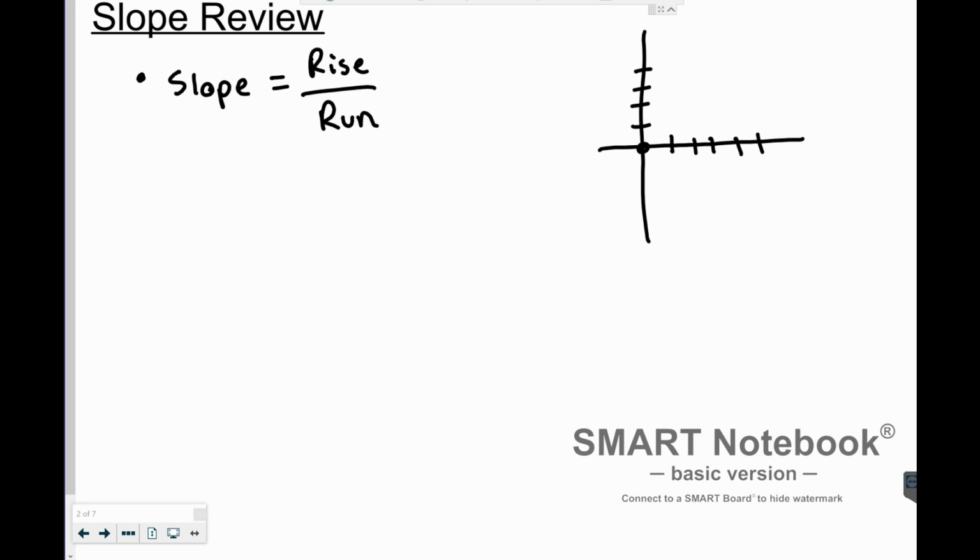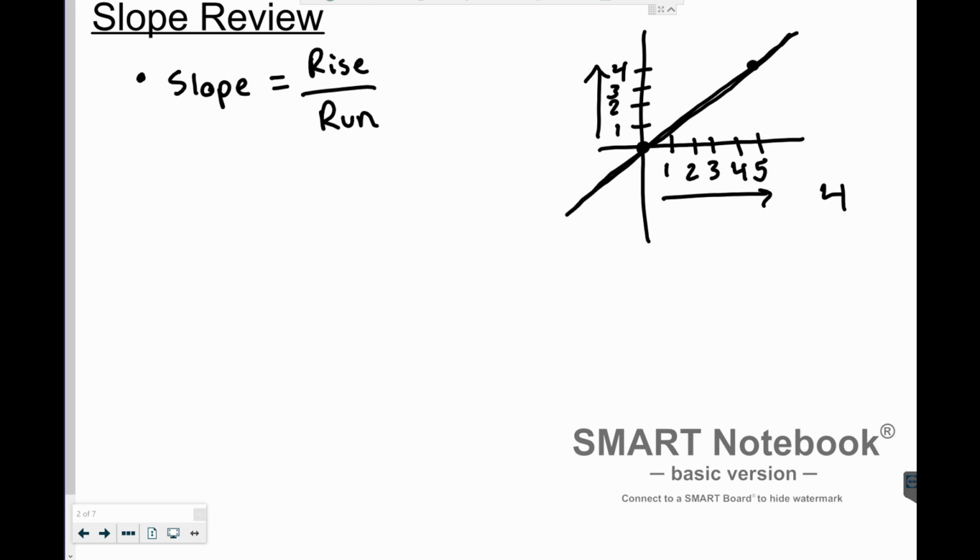So let's say we had a point here, and then we had a point something like this, and a line going through there. Let's pretend this line's perfectly straight. We could get our slope by saying, well, our rise is 1, 2, 3, 4, and our run is 1, 2, 3, 4, 5. So our slope would be our change on the y over our change on the x. So our y went up 4 and our x went over 5. So our slope is 4/5 in this case.